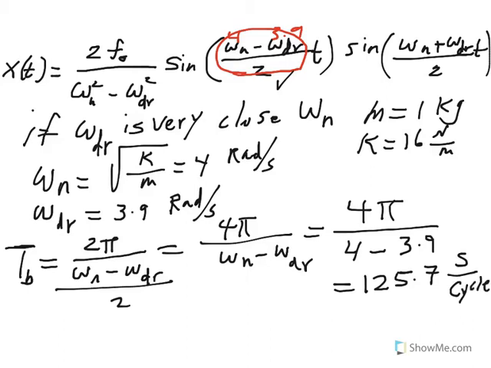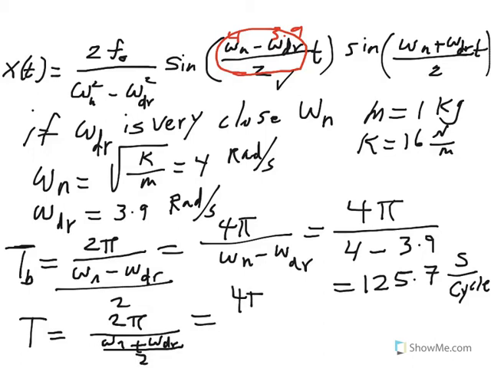The other beat period is going to be much smaller because we are taking 2 pi and dividing by the sum, omega n plus omega dr divided by 2. And this becomes 4 pi divided by omega n plus omega dr. So this is going to be smaller. Let me show you the picture in the next page.